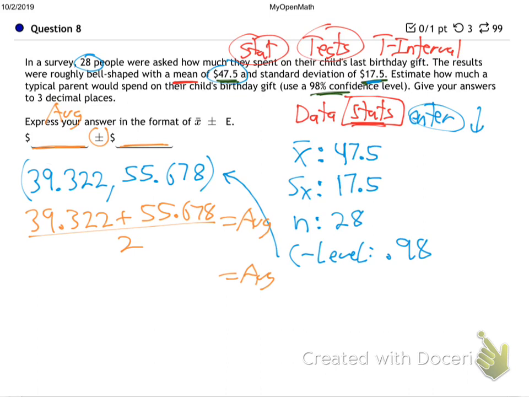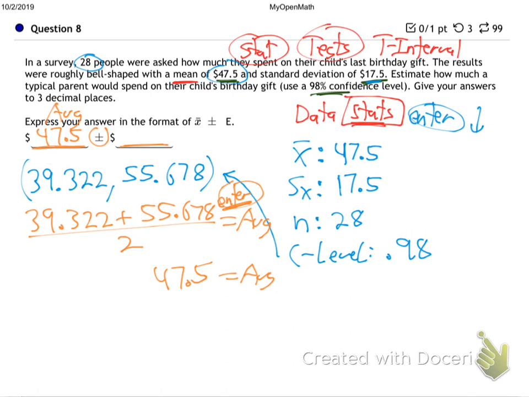39.322 plus 55.678. Remember, you have to hit enter right here, and then go divide by 2, huh? And I'm getting 47.5. Did you get that okay? Again, make sure you hit enter before you hit divide by 2. If you just hit divide by 2 without hitting enter, it'll only divide the last number by 2 instead of the whole thing, like you want. Okay, so 47.5, that's what goes in the first blank. That's the average, the middle of those two numbers.